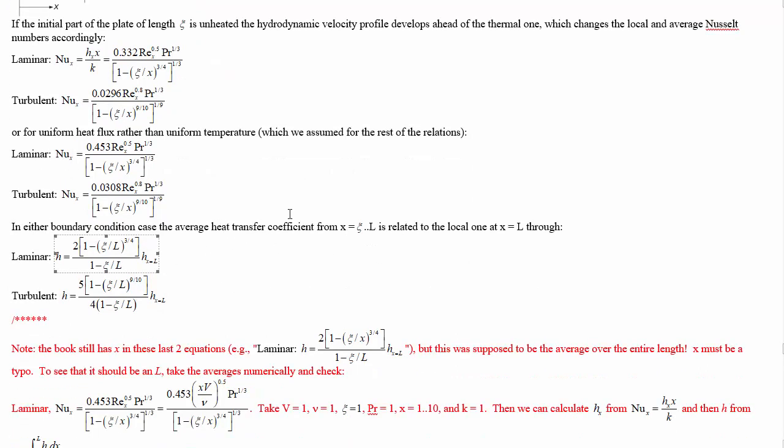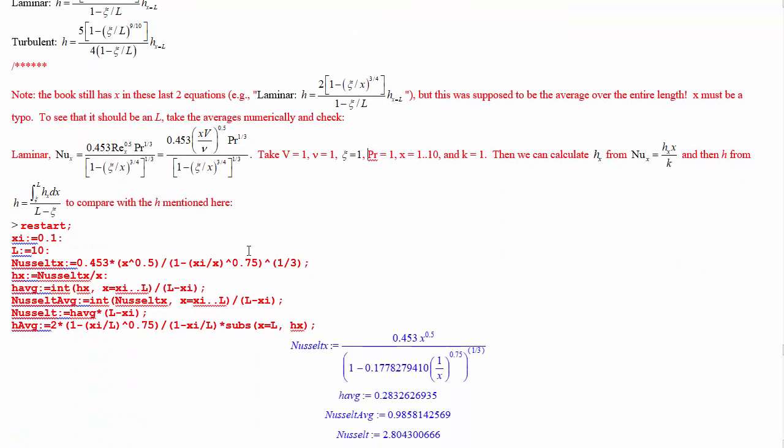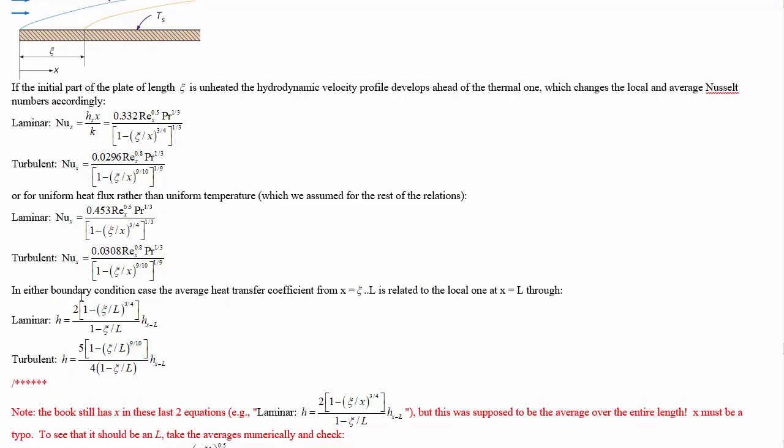Now in the version of the book that I have, there's a typo in these last equations. It looks like they still depend on x, even though you're substituting in an L at the end, and that seemed kind of ridiculous. So you can verify for yourself that it should actually be xi divided by L rather than x in these equations by taking the integral. Here's some code to do that and show that it works out. Again, it works out that h is the average of h x, but not that Nusselt number is the average of Nusselt number x.